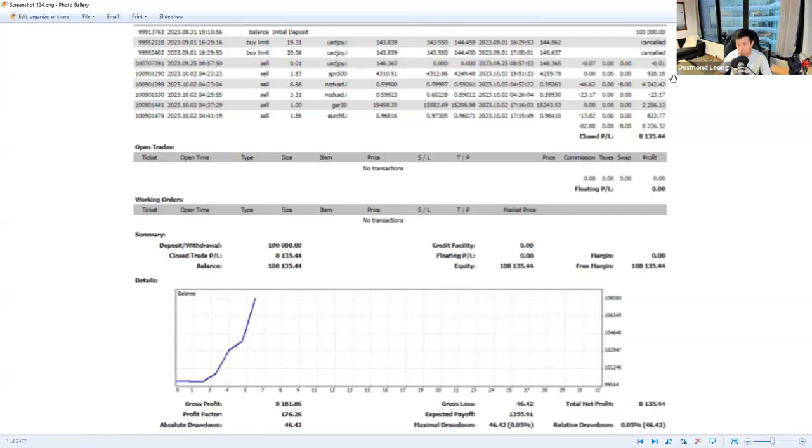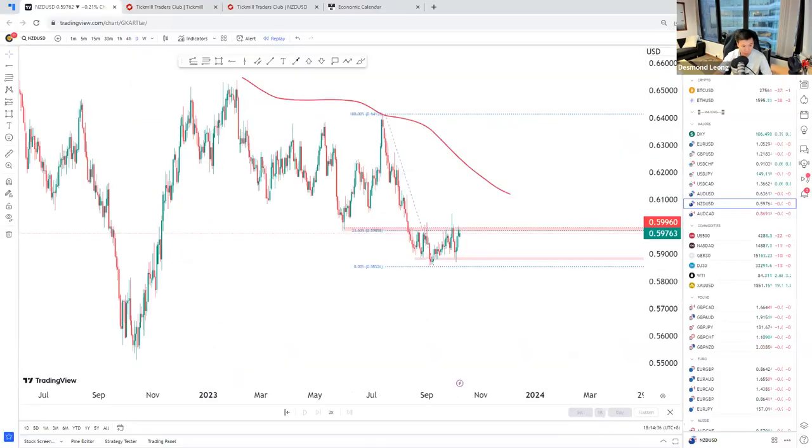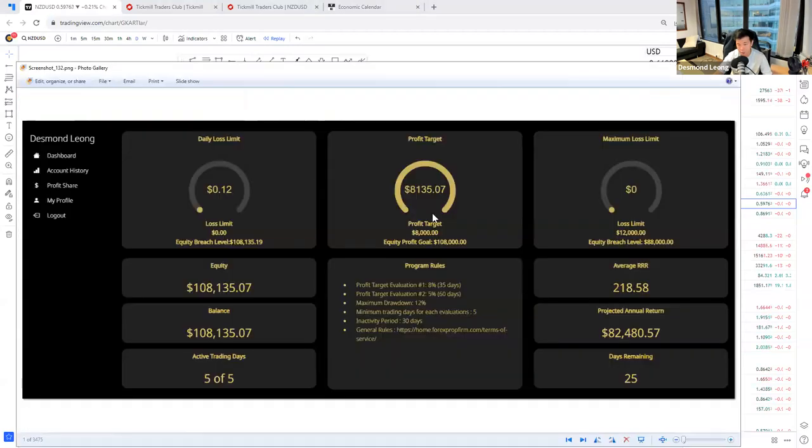$4,242, right? Almost 4% on that one trade. Selling at 5990 on the 2nd of October and closing on the 3rd of October. A really nice trade, and it helped us, of course, hit our targets over here, contributed to almost half our profit target.